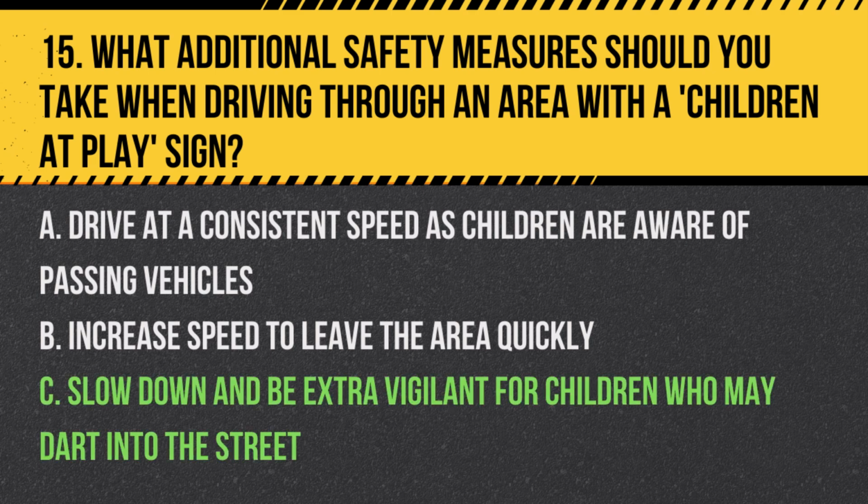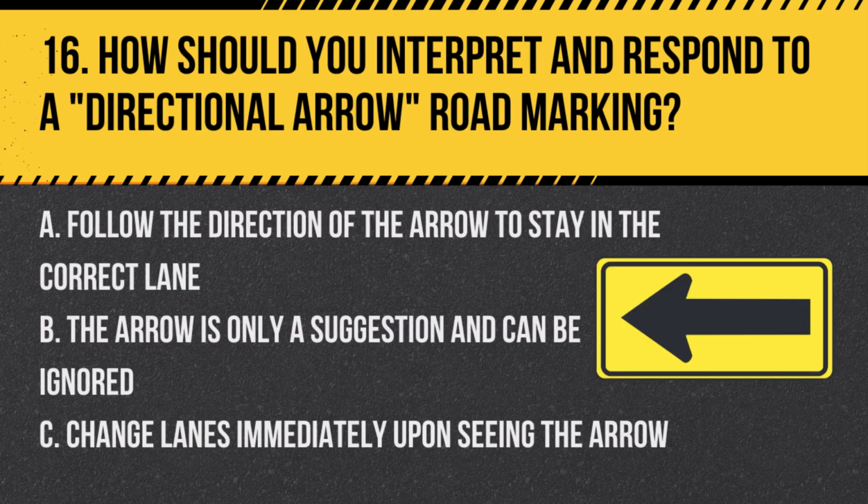Answer. C. Slow down and be extra vigilant for children who may dart into the street. This sign indicates an area where children are often present, requiring increased attention and caution. Question 16. How should you interpret and respond to a directional arrow road marking?